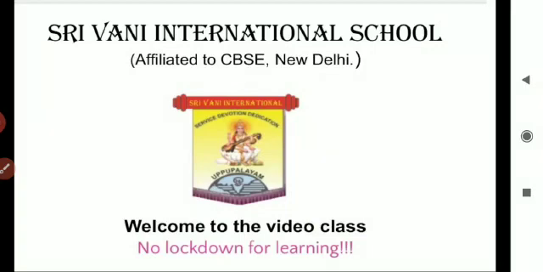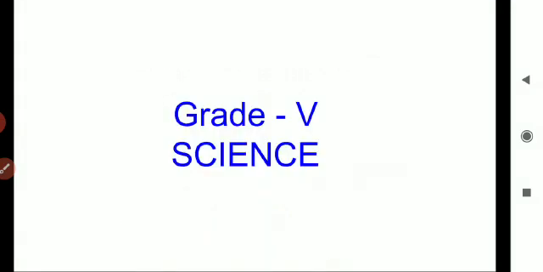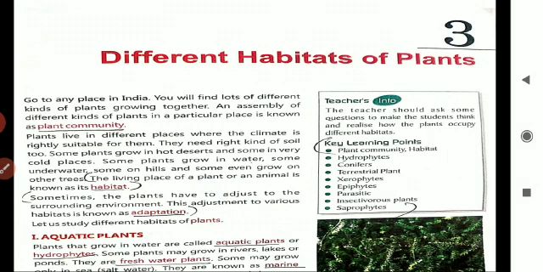Today, in this session, we are going to see our subject science. Okay, children, which lesson are we going to revise today? Very good, children. Our lesson 3, different habitats of plants. In this lesson, like the previous session, I am going to recall for you the possible one-word questions.